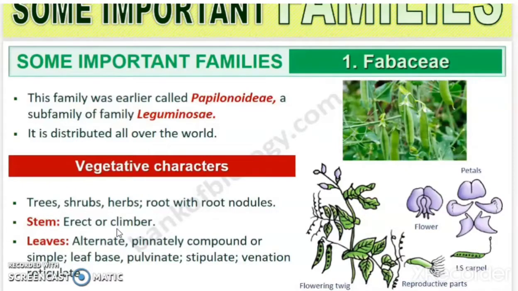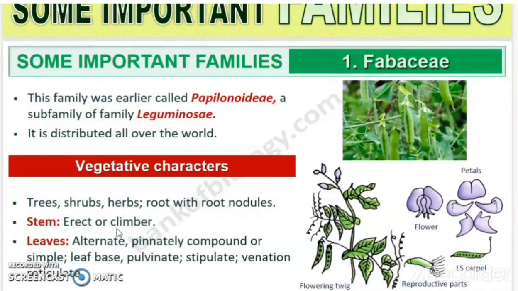So this is how the leaves are arising in alternate. And these families will have pinnately compound or simple leaf also. What is pinnately compound? So we know that leaves are of two types. One is simple and the other one is compound leaf.